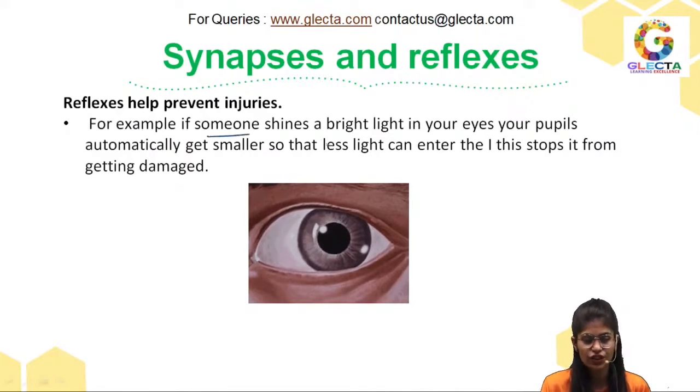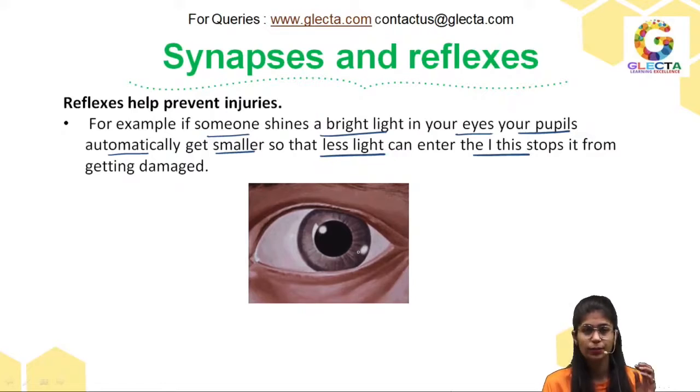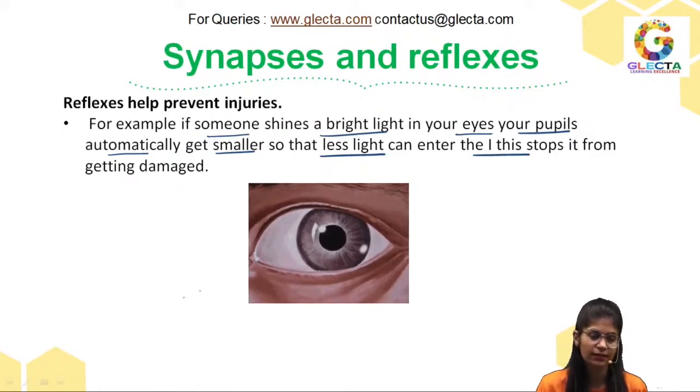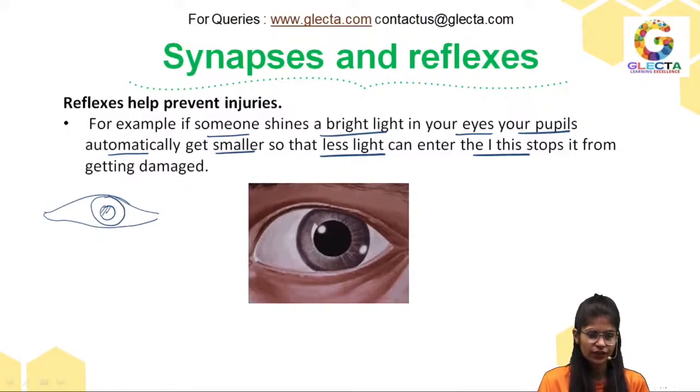For example, if someone shines a bright light in your eye, your pupil will automatically get smaller so that less light can enter. Look at the diagram, or the GIF as you call it. The pupil of the eye is contracting. Okay, let me draw it. If I draw an eye, I am going to draw one with the normal pupil. So this has a normal pupil, and this entire region is going to receive light from the environment.